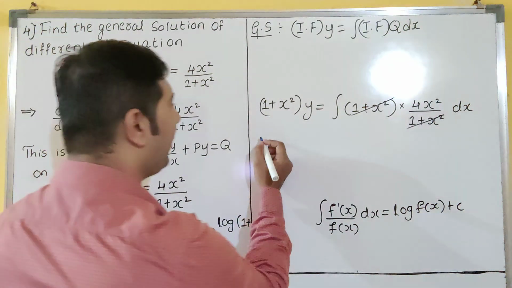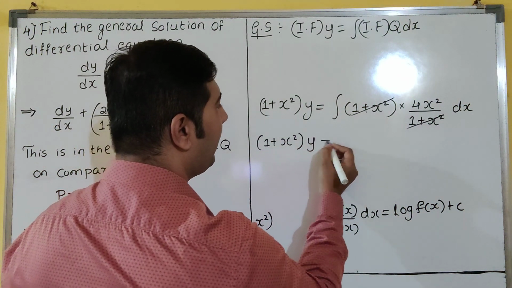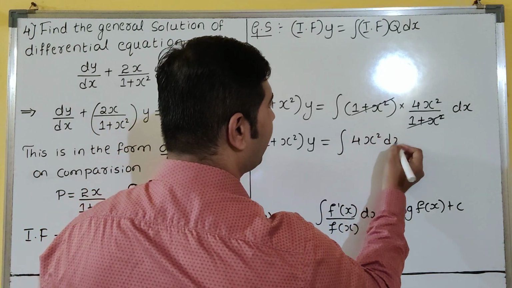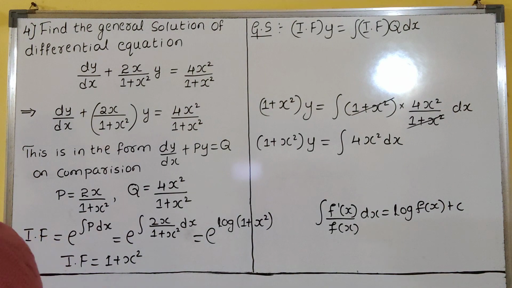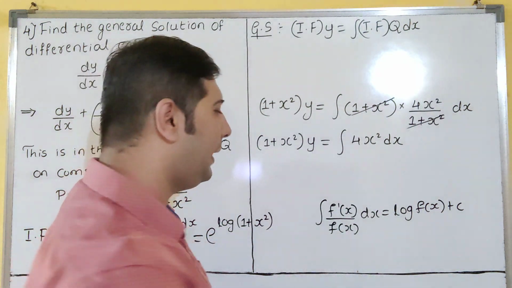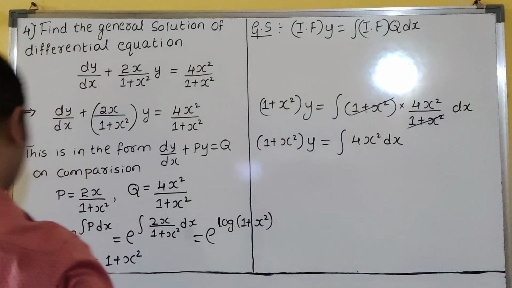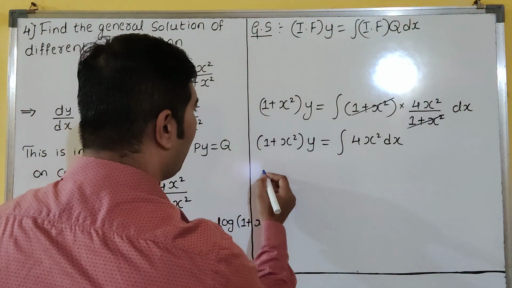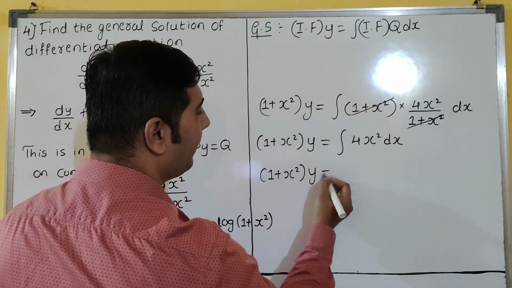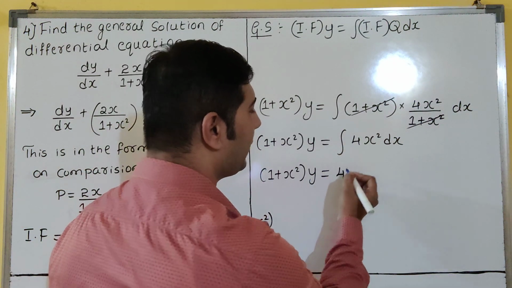So what are you remaining with? 1 plus x square into y equals integration of 4x square dx, students. Now this formula is actually not required. For your understanding I had written it, I will erase it. So now what we will get as the answer, you see here: 1 plus x square I will write as it is into y. Clear? Here 4 is a constant, we can take it outside.